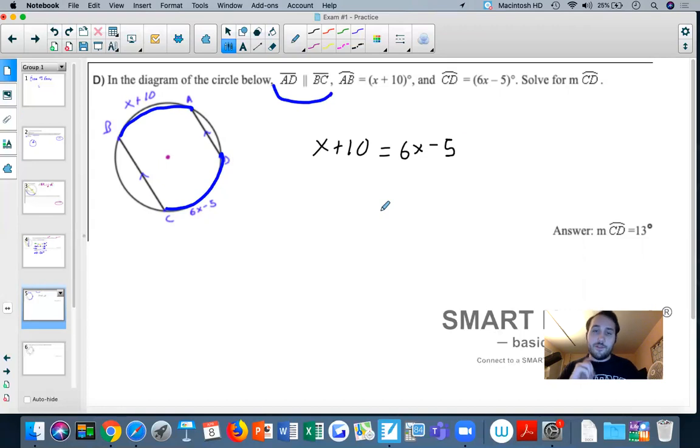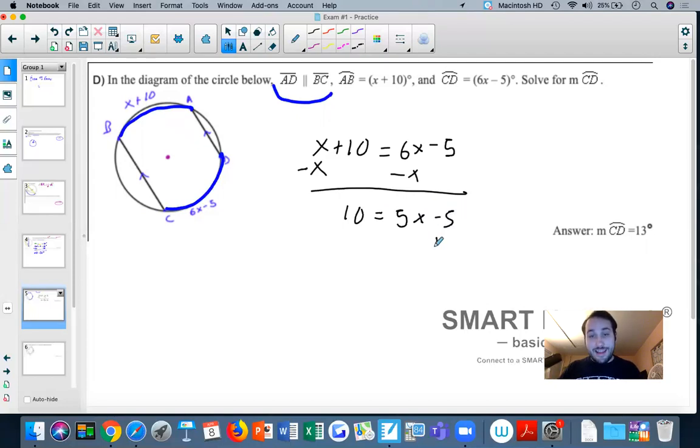5. Okay, we want to solve for x. So we want to get our x to one side and then move everything to the other side. So I'm going to move my x to the other side. So I'm going to subtract 1x, right? Because the coefficient is 1. And I'm left with 10 equals 6x minus 1x is 5x. If I want to get x by itself, I got to add 5 to both sides.